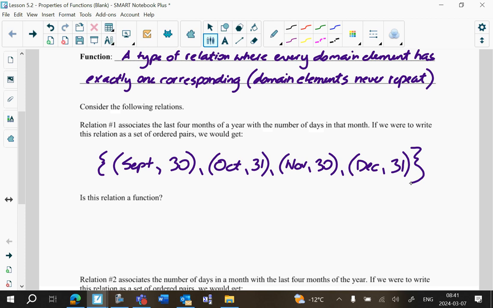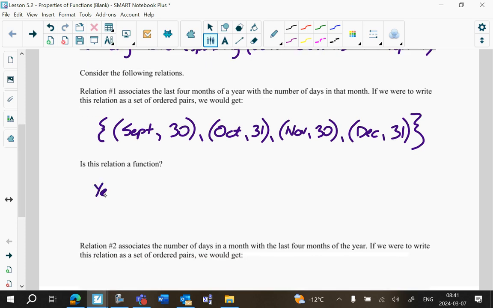Now, is this relation a function? Does every domain element just have one range? Do you see a domain element that repeats itself, that occurs twice? Domain, not range. No. The range elements repeat, but that doesn't matter. It's the domain. So we can say yes because no domain element repeats.